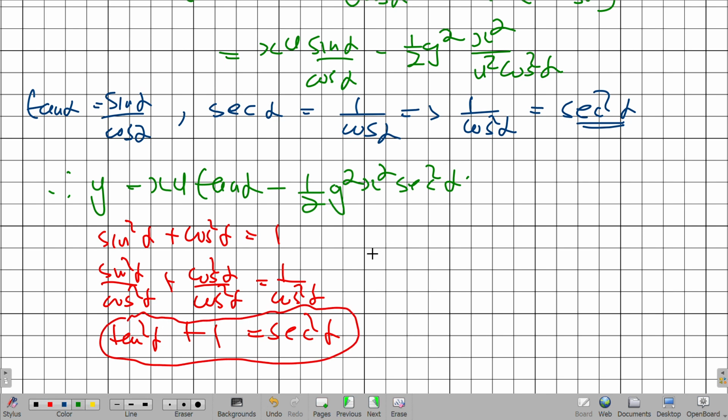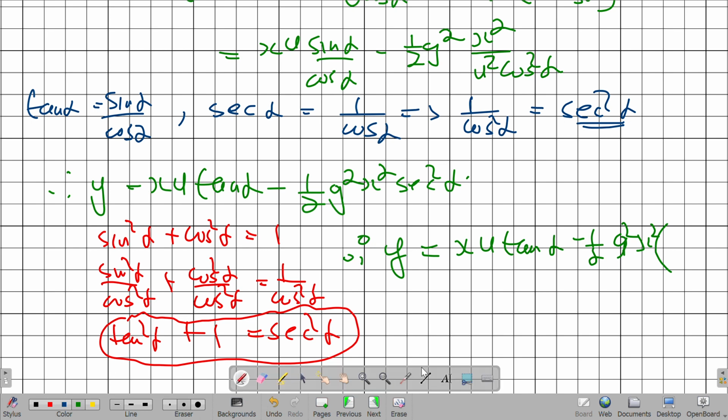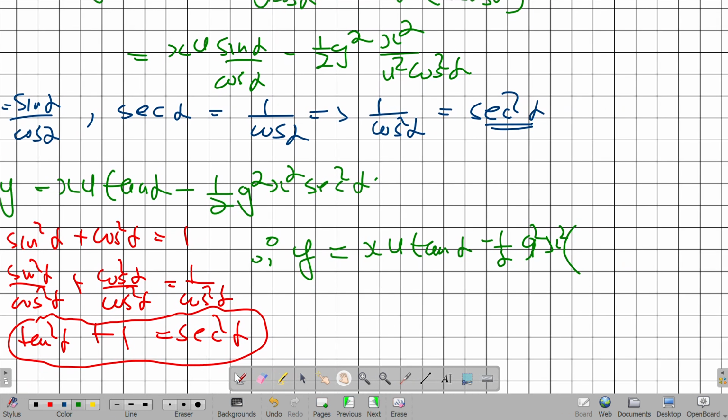So we substitute that. Therefore, y is equal to x tan alpha minus g x squared over 2u squared, in brackets, where there is sec squared, we write 1 plus tan squared alpha, as required, shown. So that is a proof for a very important equation of projectiles to use in your examinations.